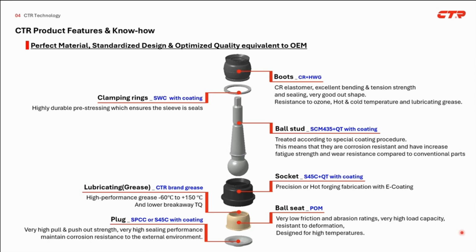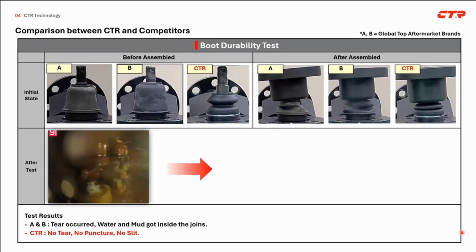As you can see in this slide, generally our products consist of these parts. When it comes to our material standard for these parts, we apply the same materials to each part as the OEM business department. From the top, the boot material is CR with HWG. In this slide, this shows the result of the boot durability test between CTR and A and B companies, which are global top aftermarket brands.